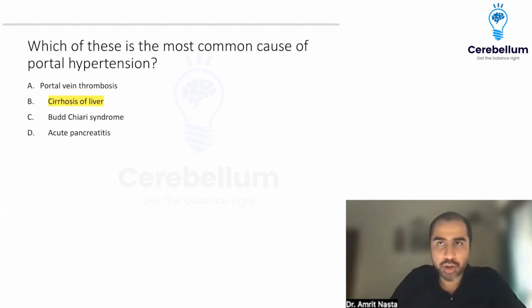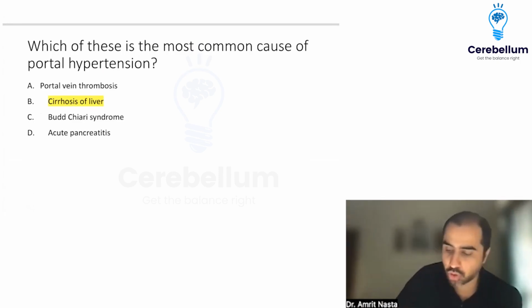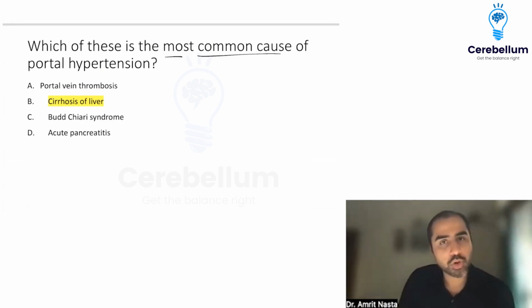Beta blocker for long term, absolutely right. Beta blocker is long term management for chronic prophylaxis. Which of these is the most common cause of portal hypertension? So most common is of course going to be cirrhosis of liver. That is going to be an intrahepatic cause of portal hypertension.